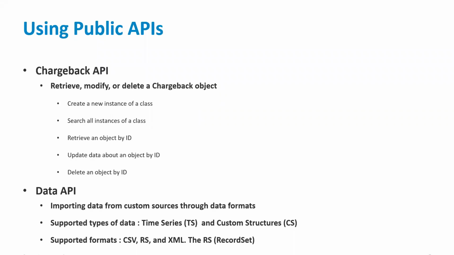Using the chargeback API, you can retrieve, modify, or delete a chargeback object, like create a new instance of a class, search all instances of a class, retrieve an object by ID, update data about an object by ID, delete an object by ID. Data API enables you to import data from custom source through data formats like time series data and custom structured data.